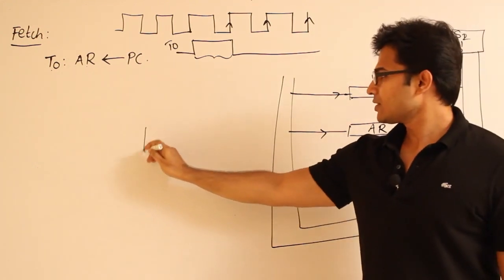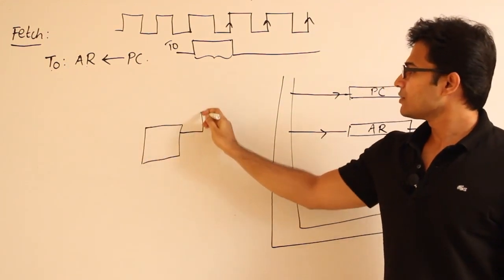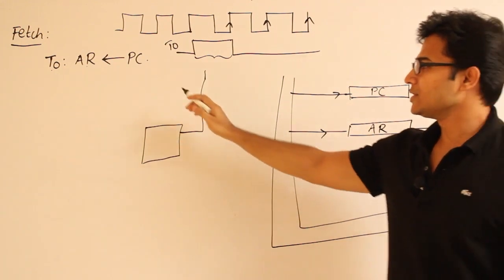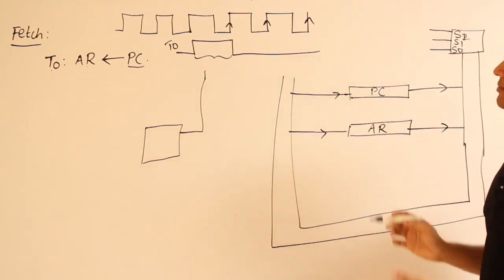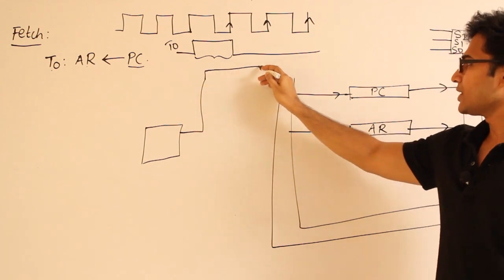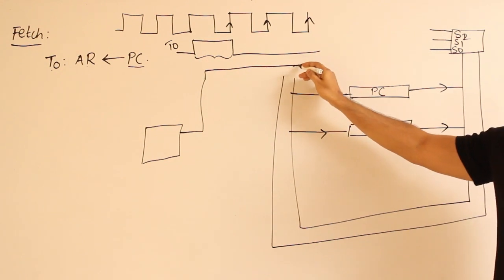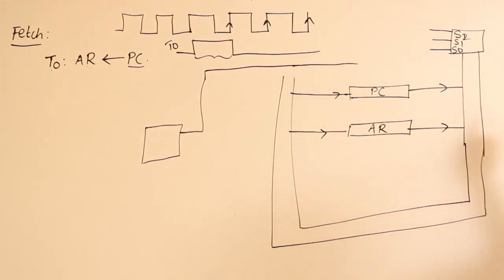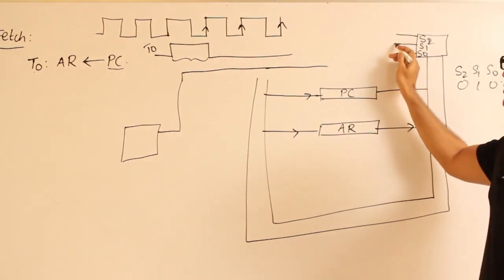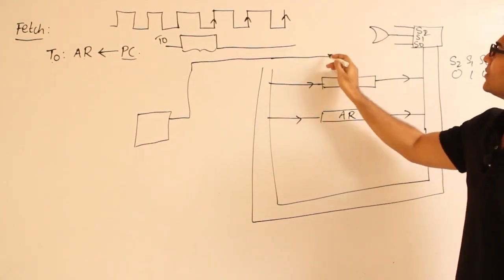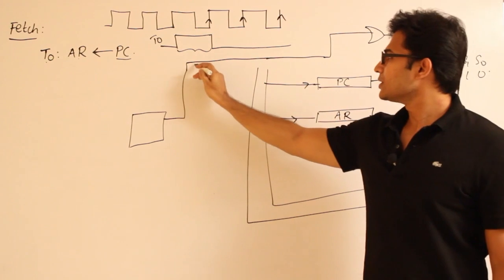Now what should happen in order for this to happen? We have a timing circuit here, and from this timing circuit we are going to get the signal T0. At T0, the output of the PC, or whatever is present in the PC, should come onto the bus. So the PC has to be selected by the bus. We know that the PC register will be selected when S2, S1, S0 are 0, 1, 0, which means that to this particular S1 I have to apply T0. So assume that this signal is T0.